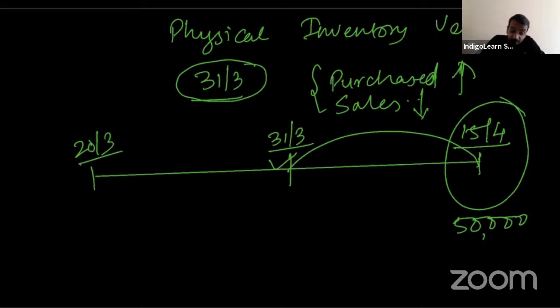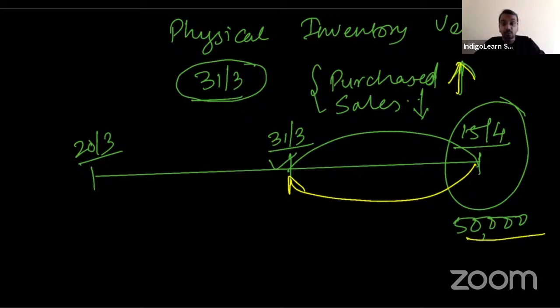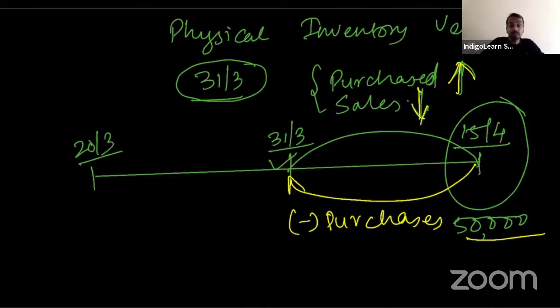Now, if I have to come back from 15th of April to 31st of March, I'll have to just do the reverse. My purchases have increased the inventory, so this 50,000 includes purchases. Now, if I'm coming back, I will have to reduce the purchases. Second, because of sales, my inventory has come down, but I need to go back to 31st March. That means I have to increase my inventory, so any sales I have to add back.